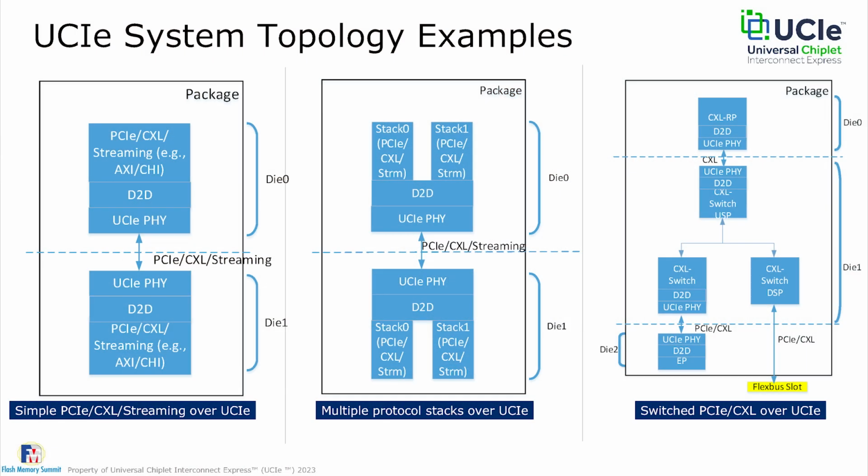Okay, so the middle one is another example which Swadesh talked about, which is running multiple protocol stacks on UCIe. So what is the use case for that? Let's say you take a device, and the device is a PCIe device. You want to be able to do PCIe services like address translation services, because that's a standard way of doing it. However, the main band doesn't have to be CXL.